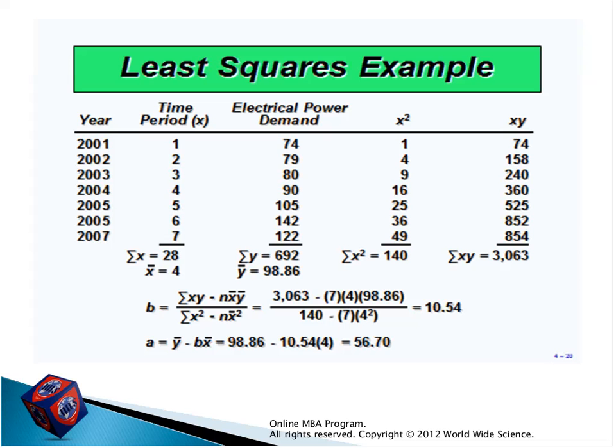4 multiply 90, 360, and so on. And continue this. Sigma xy means you should sum up these numbers together: 74 plus 158 plus 240 plus 360 plus 525, and so on, finally 3063.